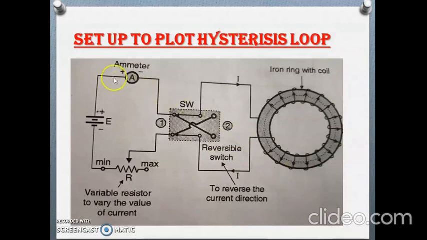This is the setup to plot the hysteresis loop. Here one iron ring is taken, on which a coil is wound with this number of turns, and to this wire the supply is taken from this battery, plus minus E. One ammeter is there to measure the current, and one resistor is there to change the value of current, because we need the current to increase in suitable steps, and also to decrease in suitable steps.